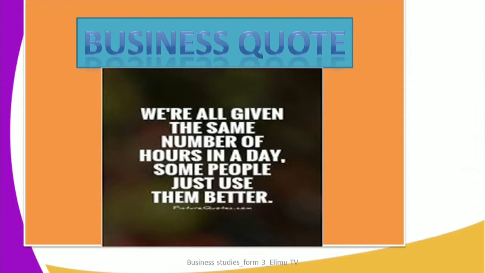Our business quote of the day says that we are all given the same number of hours in a day. Some people just use them better, and that's why you find some people more successful than the others.